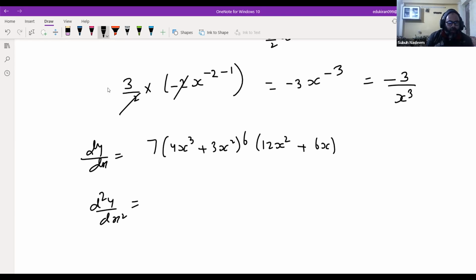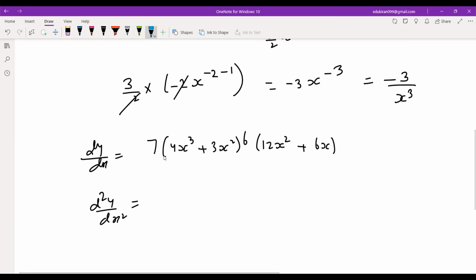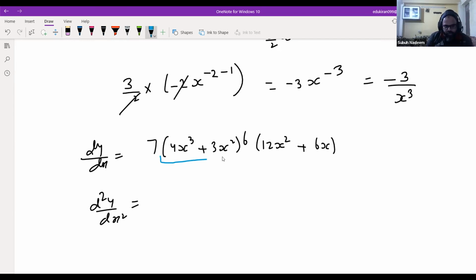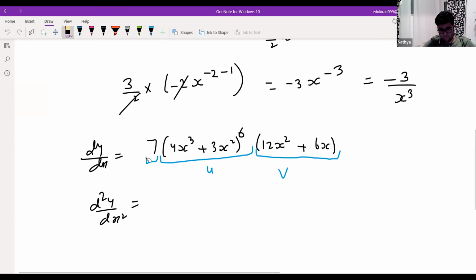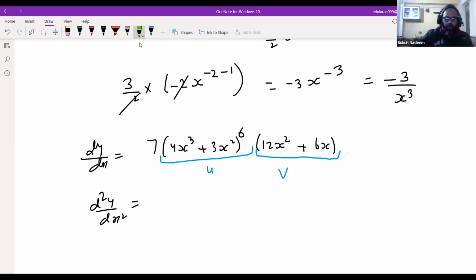Have you started the second derivative? No, I'm going to do it. Just a minute. Okay, so I will give you a hint. The constant 7 will be outside. This is a u function, and this will be a v function. This is in power 6. So it is a product of two functions. Do I use the function rule again? No, product rule. Not quotient rule, but product rule.